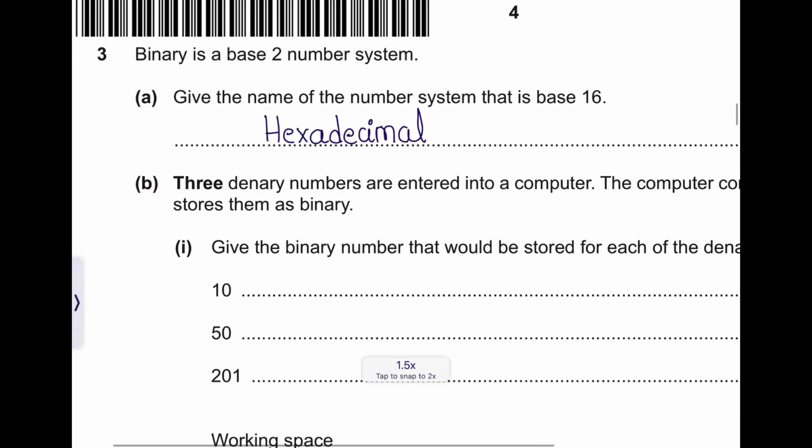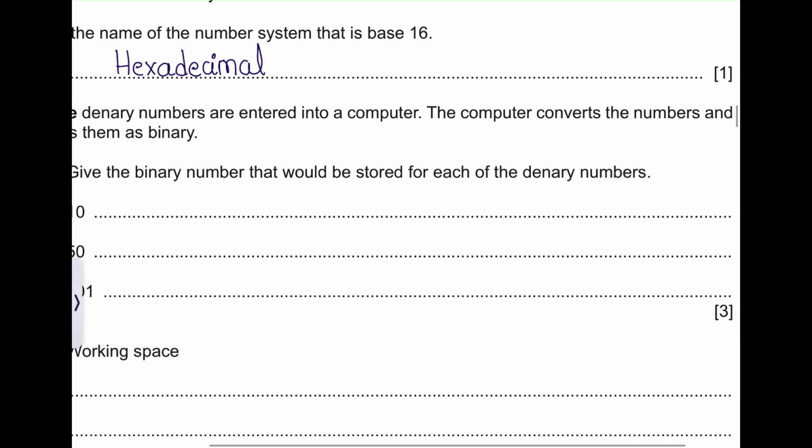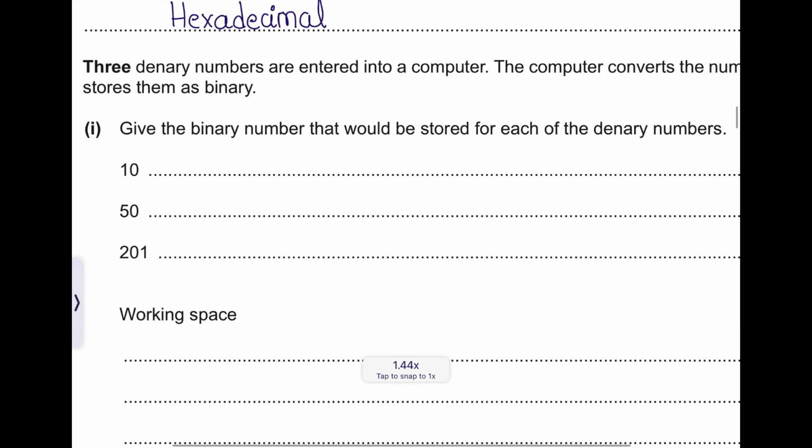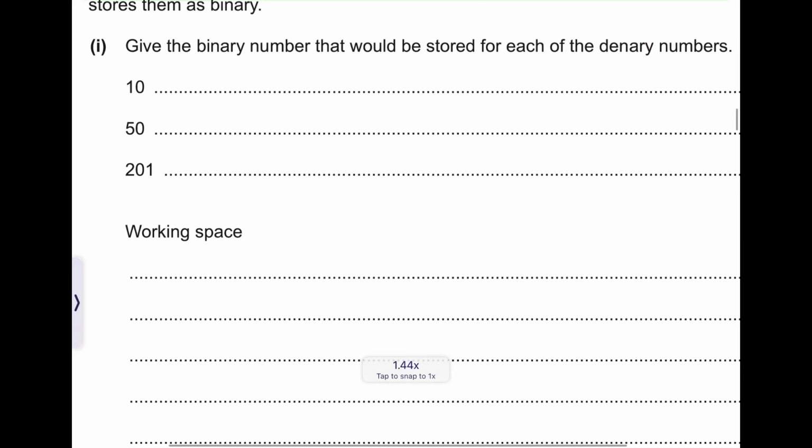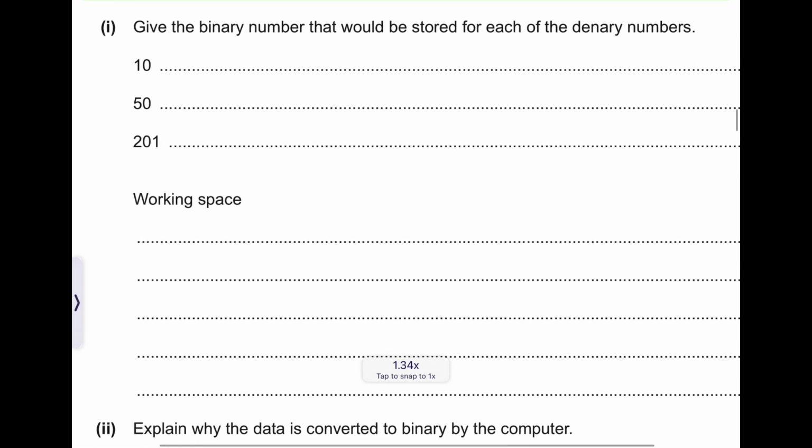Then it says that 3 denary numbers are entered into a computer. The computer converts these numbers and stores them as binary. Give the binary number that will be stored for each of the numbers. So there are some numbers given here, and you have to convert them into binary. First of all, what you're going to do is write down the column headings for binary: 128, 64, 32, 16, 8, 4, 2, and 1.